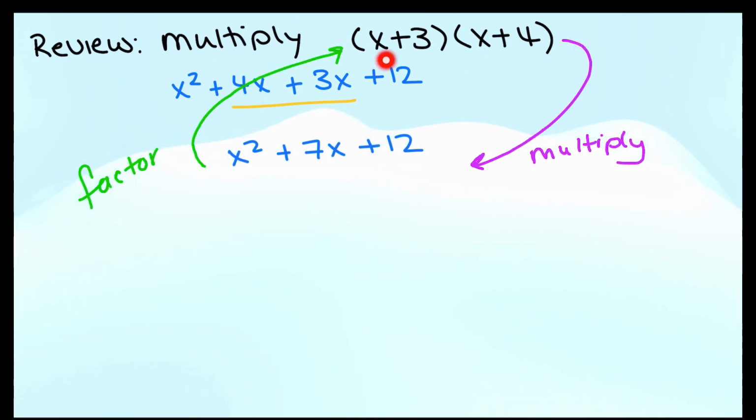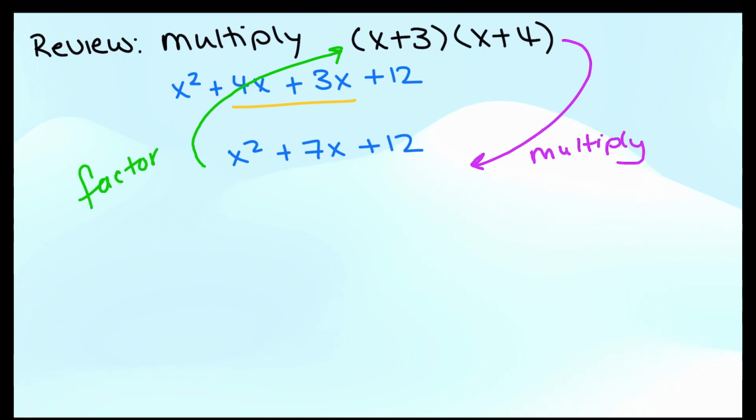So I just took x plus 3, x plus 4, and I multiplied them together to get x squared plus 7x plus 12. In this video, in this unit, we're going to be factoring, and that is really working backwards from multiplication. So we'll be given the polynomial x squared plus 7x plus 12, and when we factor, our goal is to get it back into the form x plus 3, x plus 4.